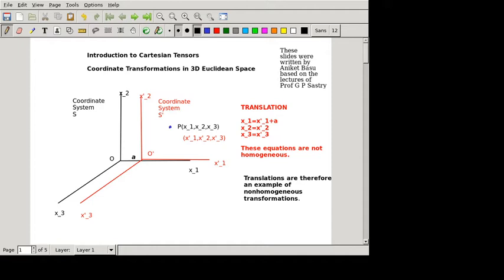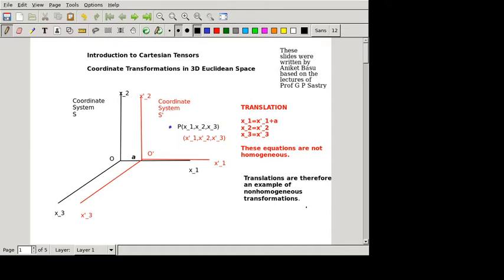First of all, consider a point P as viewed in two different coordinate systems S and S prime. Now S prime is ahead of S by a distance a along the x1 axis, which is common to both frames of reference. This represents a translation along the x direction by a distance a.